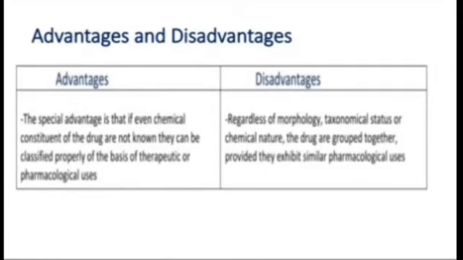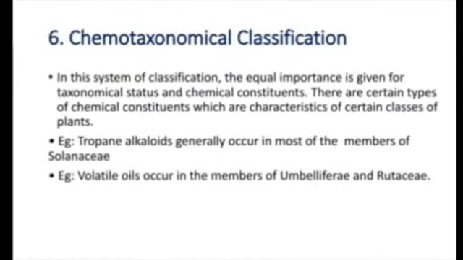Advantages and disadvantages of pharmacological classification. Advantage: the special advantage is that even if the chemical constituents of the drug are not known, they can be classified properly on the basis of therapeutic or pharmacological uses. Disadvantage: regardless of morphology, taxonomical status or chemical nature, the drugs are grouped together provided they exhibit similar pharmacological uses.